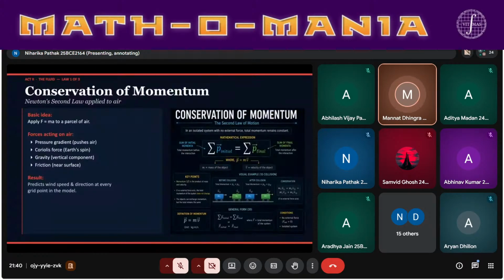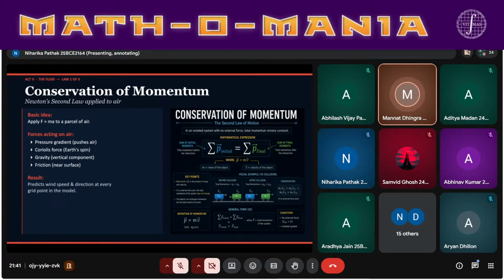Now there are some conditions which you have to follow while using the second law. As in the key point we have mentioned, no external force acts. That's one of the most important conditions: F external has to be zero. The second important condition is that we should use an isolated system. So this is the main idea of conservation of momentum. It basically predicts wind speed and direction at every grid point in the model. Don't worry, this will be explained in the further slides by Aradhya.